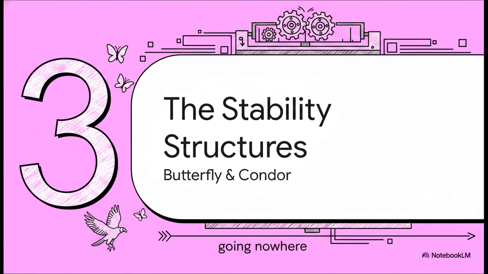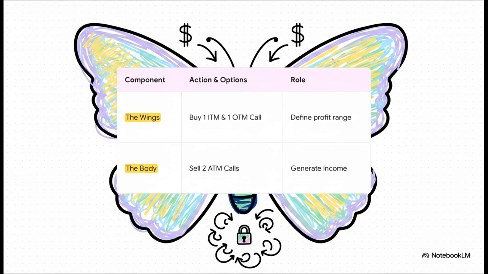Okay, so we've built a machine for chaos. Now, let's engineer the complete opposite. A sophisticated machine that is designed to profit when the market goes absolutely nowhere. A machine that literally profits from stability and stillness. And this is the butterfly, straight out of section 240.